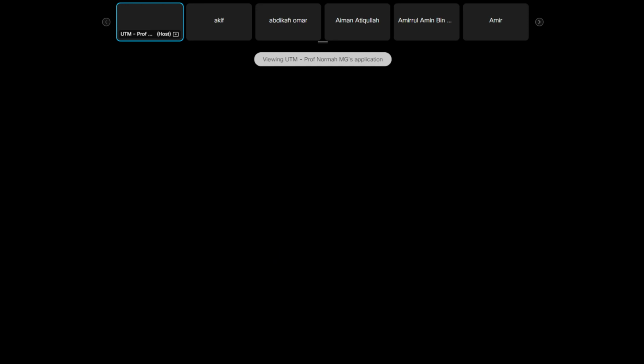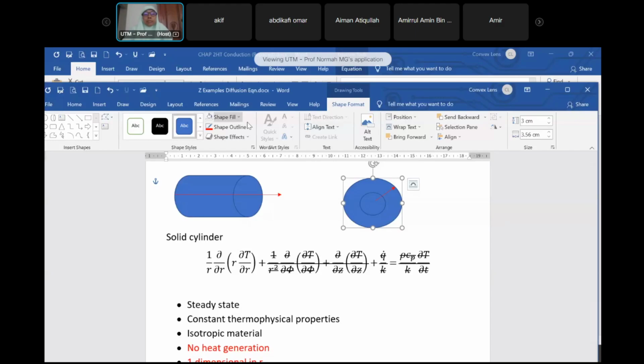what's this? Tak boleh doktor. Doktor tak boleh buat macam tu. This no fill. Dia nak buat lubang.